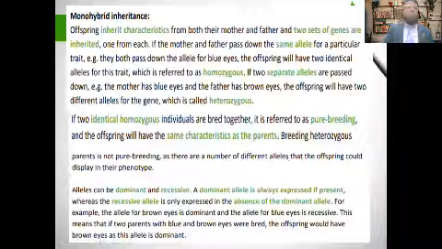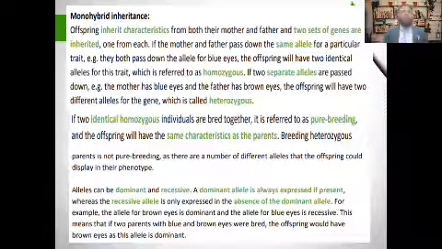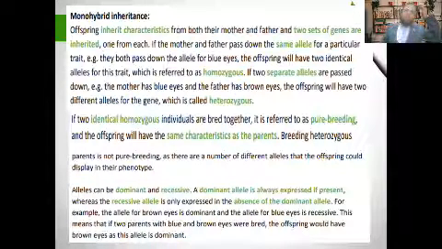Now, what about the dominant and recessive allele? A dominant allele, even if it is single, is going to make the phenotype. But a recessive allele is that allele which can express itself only when it is in the form of a pair.